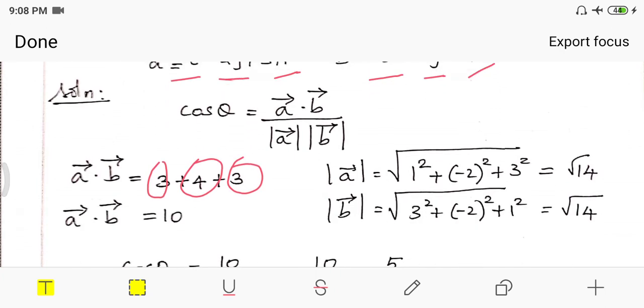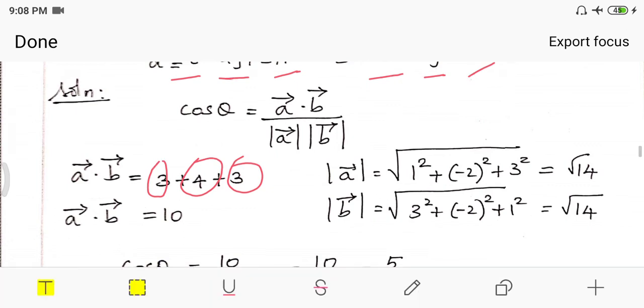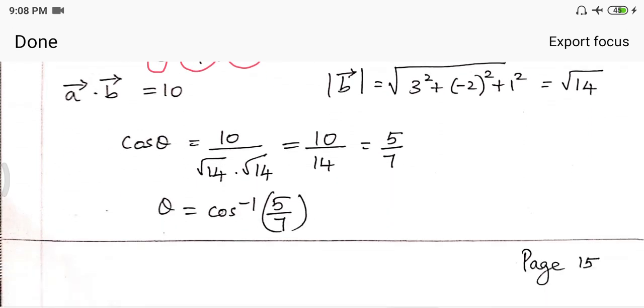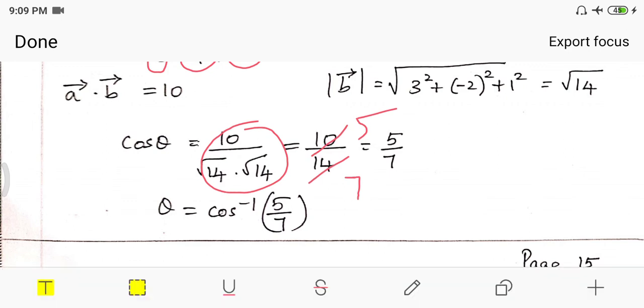Now the magnitude of a vector, we have already studied: x square plus y square plus z square. So we square the coefficients. You get a vector is root 14, b vector is root 14. Then we substitute in the cos theta formula. So you have 10 by root 14 times root 14. What is root 14 times root 14? It is just 14. Then simplifying using the tables, 2 5s are 10 and 2 7s are 14. The answer is 5 by 7. Now we need theta, so theta equals cos inverse of 5 by 7.